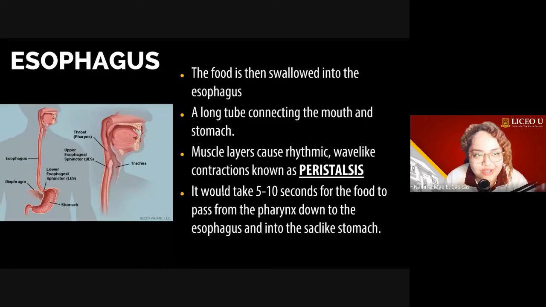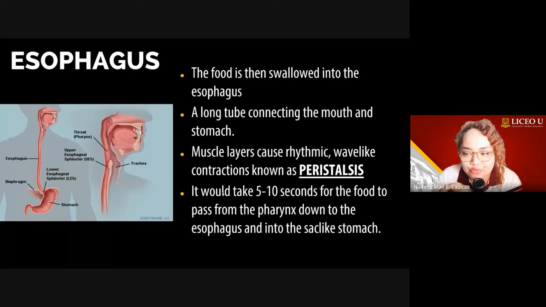So after you chew the food, you will proceed to the esophagus. The esophagus basically is the long tube connecting the mouth and the stomach. Why does it go straight to the stomach? It's because of what we call peristalsis. Basically, these are the rhythmic wave-like contractions that enable your bolus to be transported in all of the parts of your digestive system. It's not only in the esophagus.